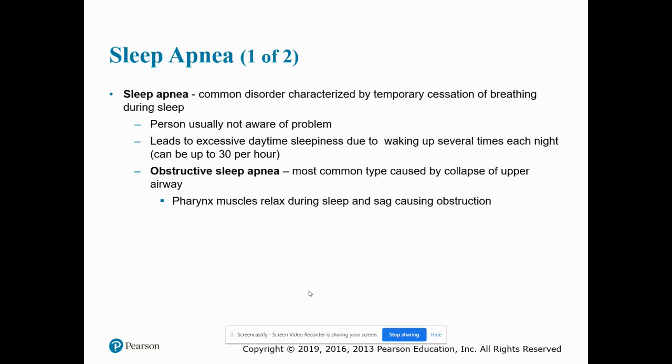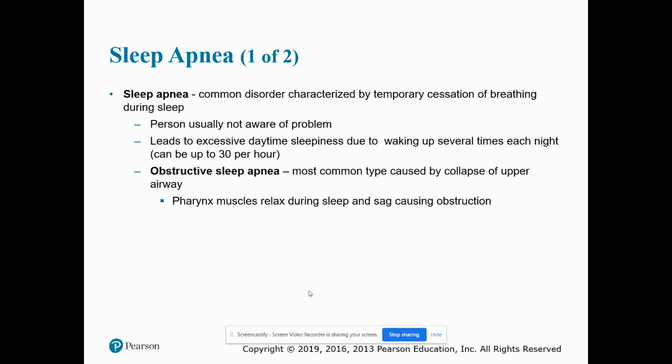We now move into sleep apnea. This is a common disorder characterized by the temporary cessation of breathing during sleep. In other words, the person stops breathing during their sleep. Usually the person's not aware of a problem, and it can lead to excessive daytime sleepiness due to waking up several times each night. It can be up to 30 times per hour.